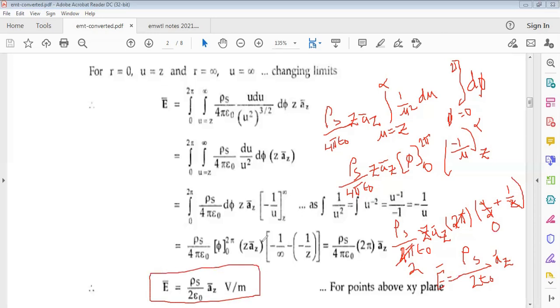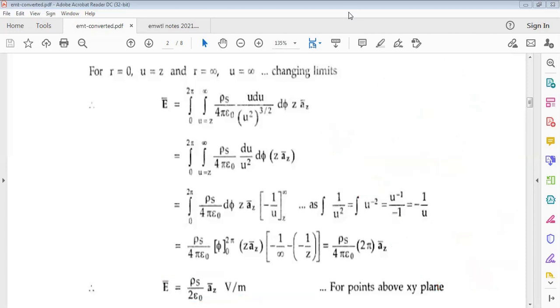This is the equation we get for the electric field intensity due to the infinite sheet of charge. It is also very important, and it has one application.